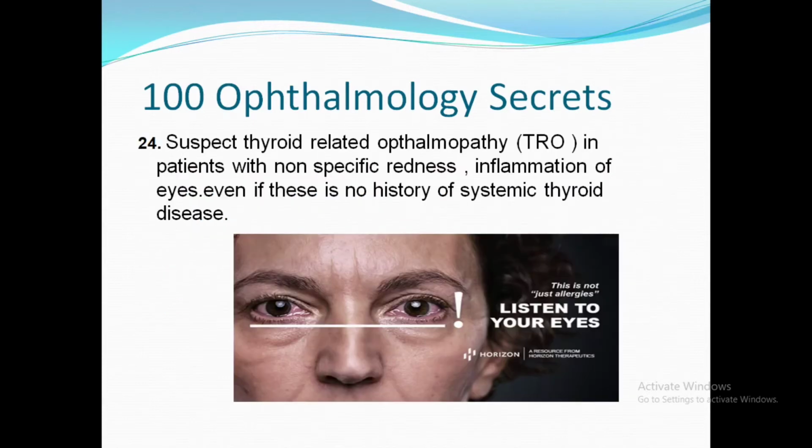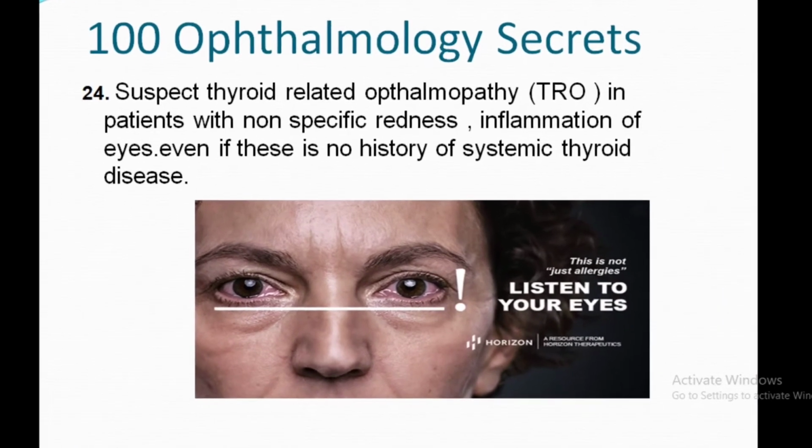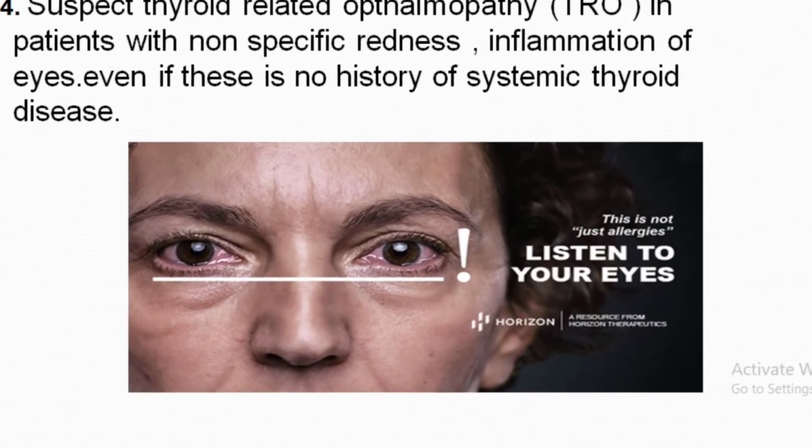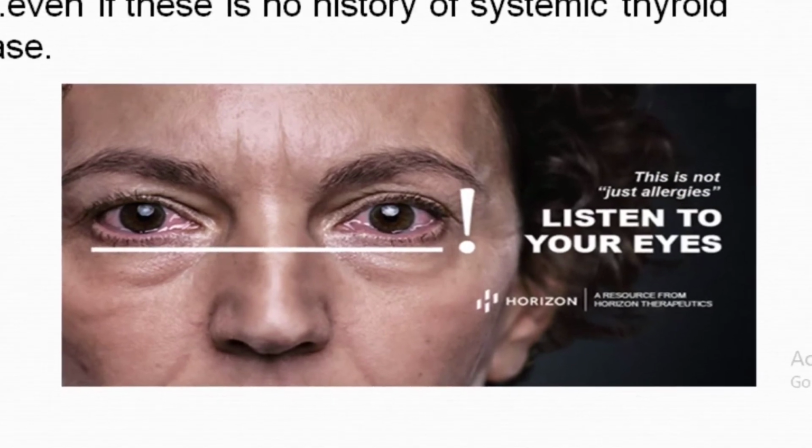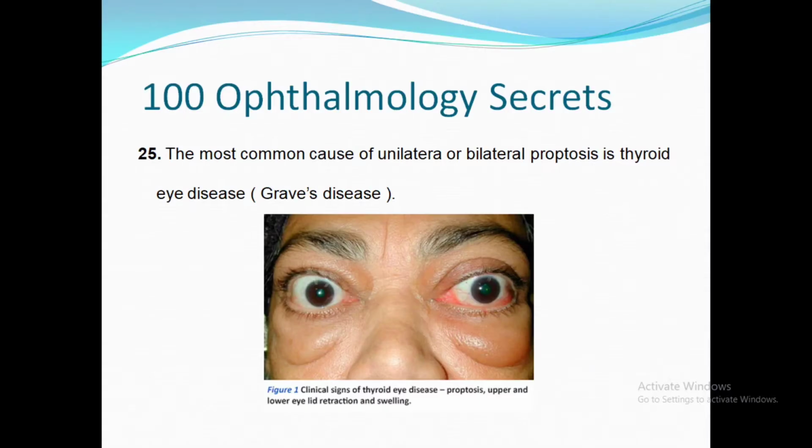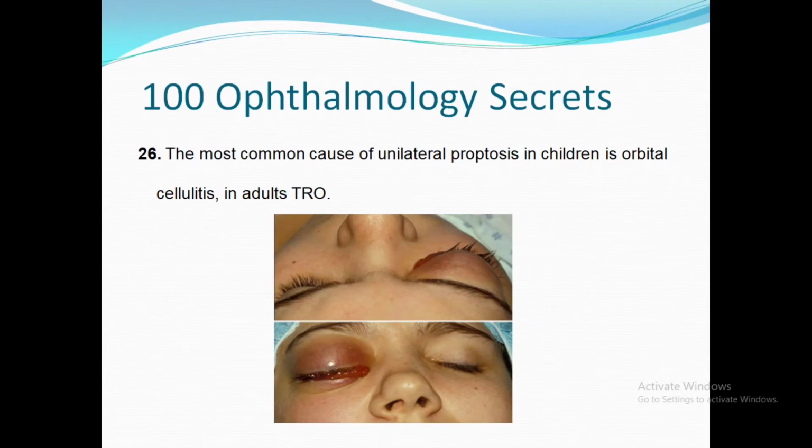Suspect thyroid-related ophthalmopathy in patient with non-specific redness, inflammation of their eyes, even if there is not a history of systemic thyroid eye disease. Listen to your eyes, it is not just allergies. The most common cause of unilateral or bilateral proptosis is thyroid eye disease, Graves' disease. In children, the most common cause of unilateral proptosis is cellulitis, while in adults it's thyroid.